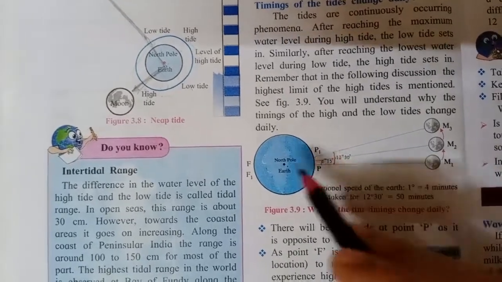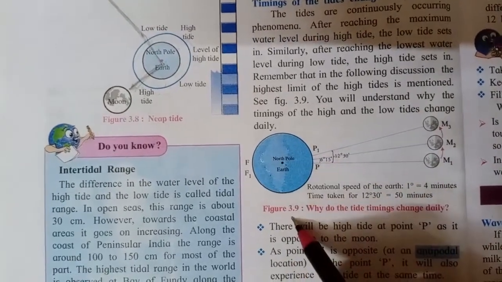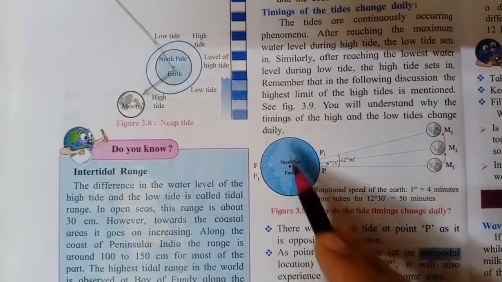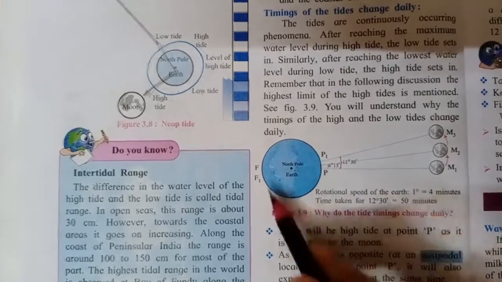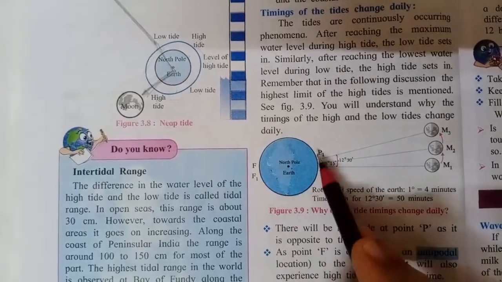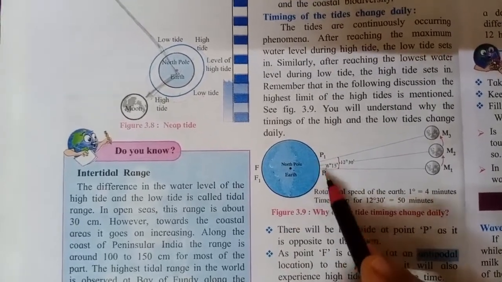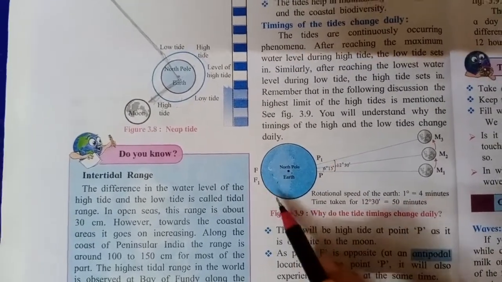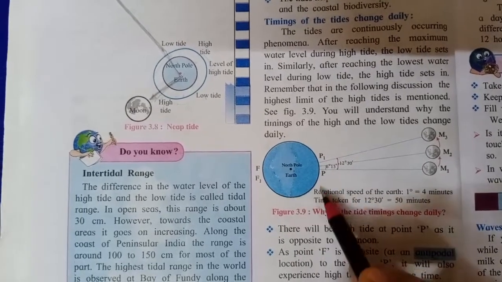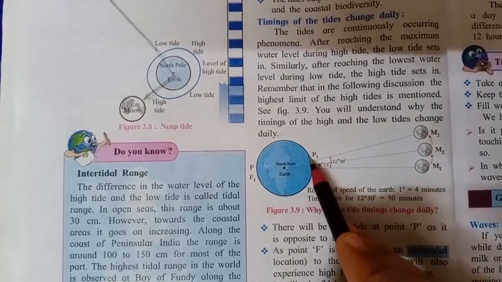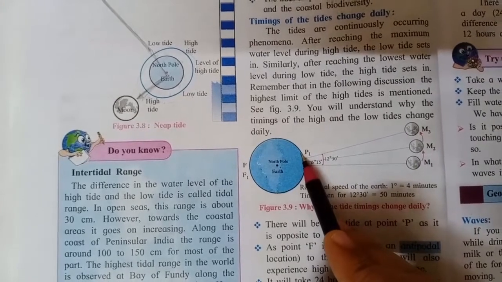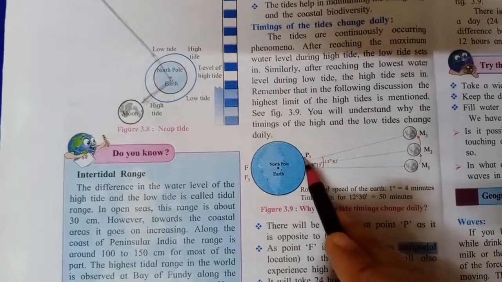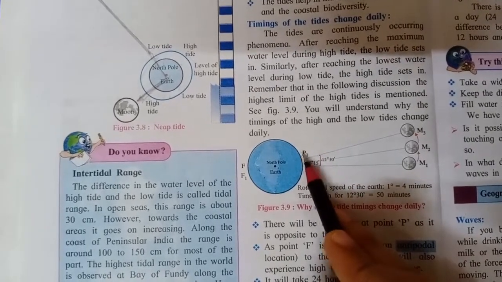So let's see the picture they have given here. This is the earth. You can see they have shown the north pole. This is the northern part, this is the southern part. And you can see they have marked some points here. This is P1, this is P, this is F, and this is F1. These points are plotted on the earth. They are not actual points, they are imaginary points, put over here so that we can understand.